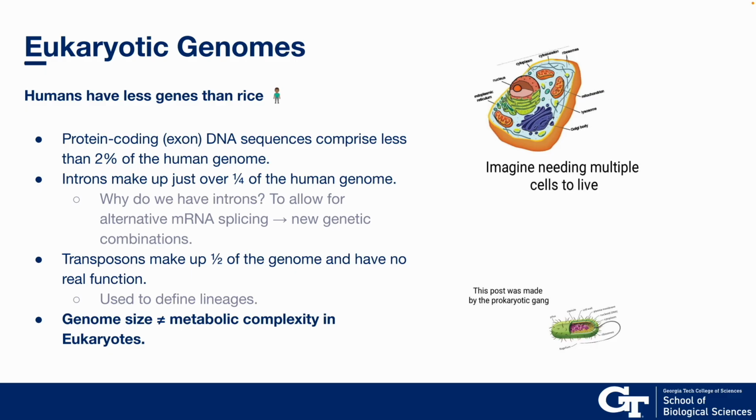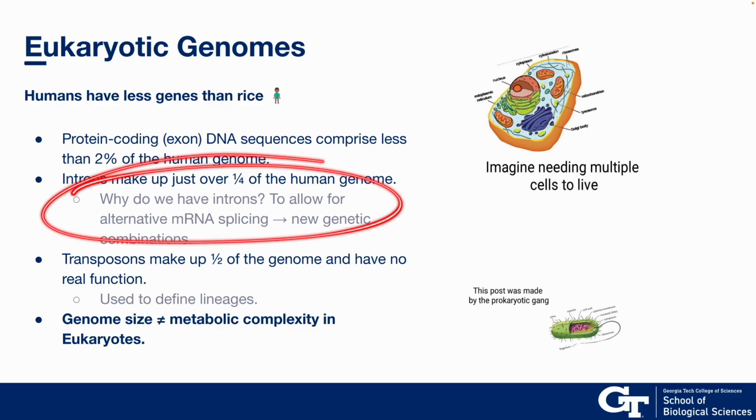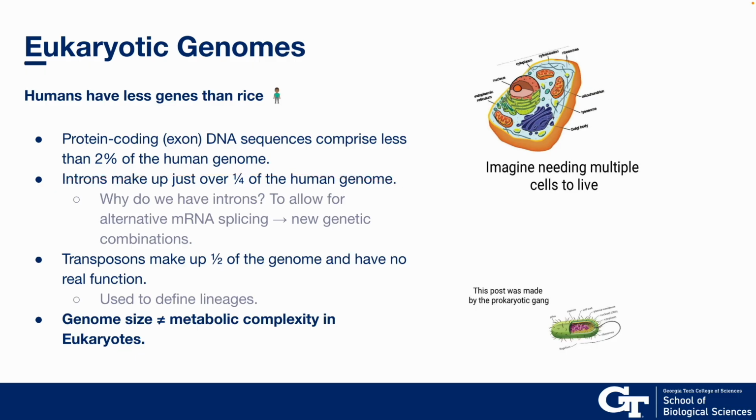So again, talking about eukaryotic genomes, a fun fact I like to think of is humans have around 40,000 genes, and rice has about 55,000. So rice has more genes than us, and you hear that and you're like, that makes no sense, because humans are way more complex than a grain of rice, right? And we actually see that because humans have introns, right? Introns make up 25% of our genome. And introns don't code for anything, but what do they allow? Alternative mRNA splicing. That is very important.